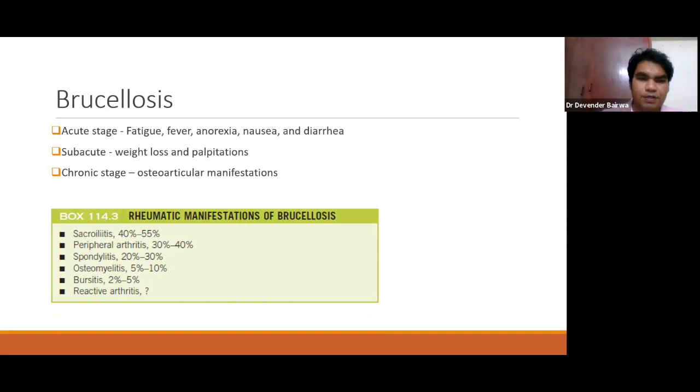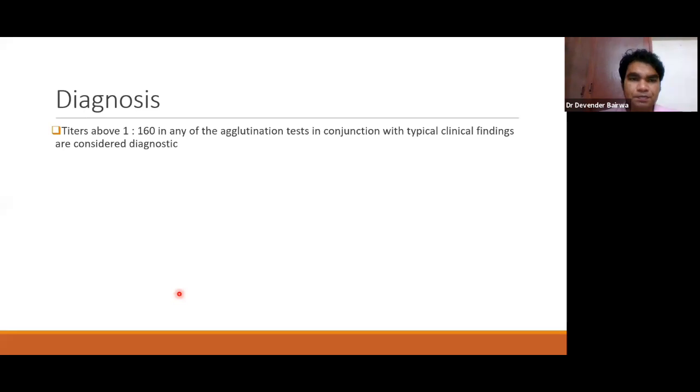So let's see what the osteoarticular manifestations of these brucellosis patients are. Most commonly, these patients will have axial symptoms. They will have sacroiliitis in half of the patients. Then they can have peripheral arthritis, spondylitis. They can have osteomyelitis, bursitis, and in some cases there can be rheumatoid arthritis. So chronic brucellosis can present with musculoskeletal manifestations.